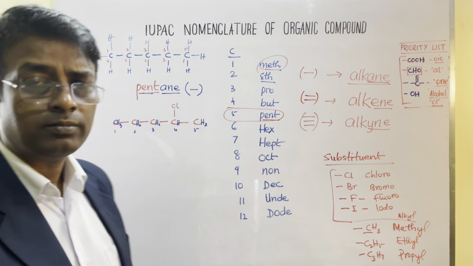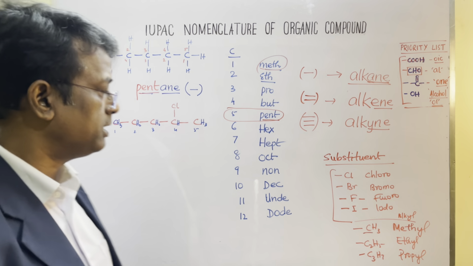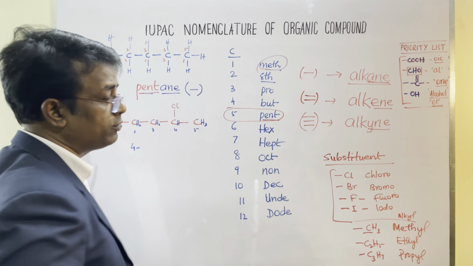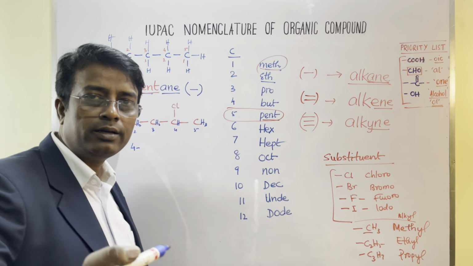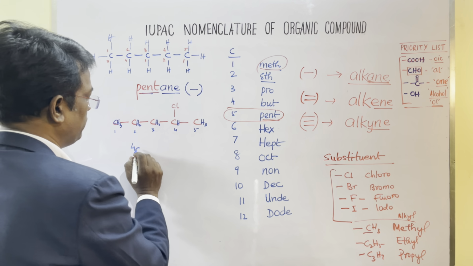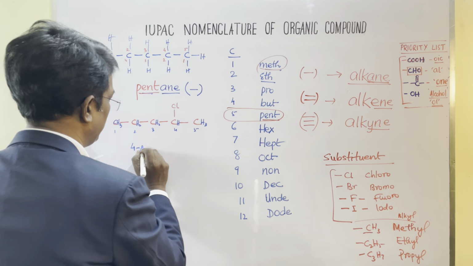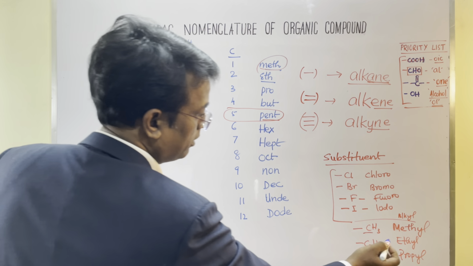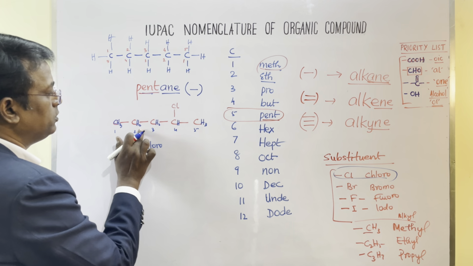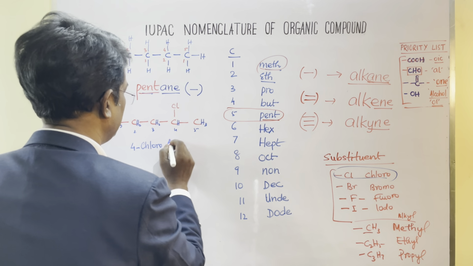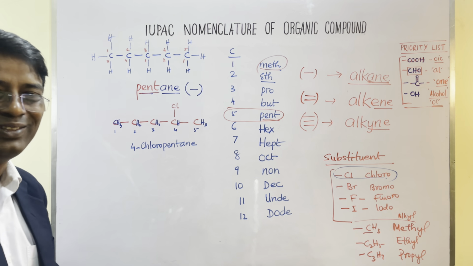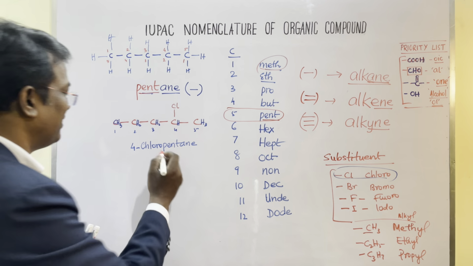Generally, if I ask you, some of you, if not all, will name it as 4-chloro, because any substituent group is attached as a prefix here. So chlorine will be added as a prefix: 4 hyphen chloro. Chlorine will become chloro. So 4-chloro, then 1, 2, 3, 4, 5, which is pentane. But my dear, this is wrong.